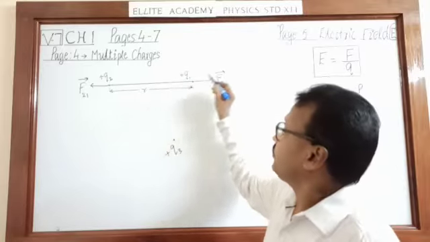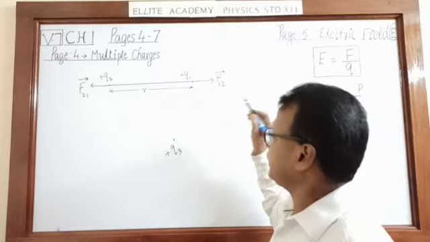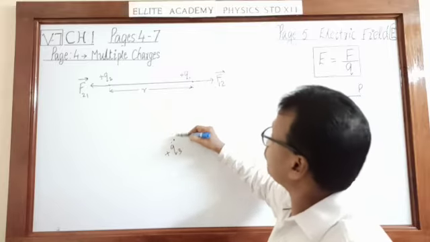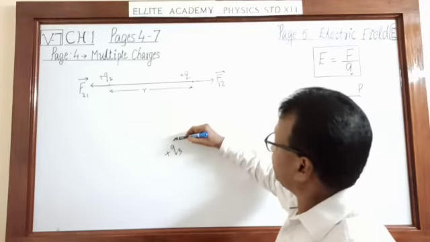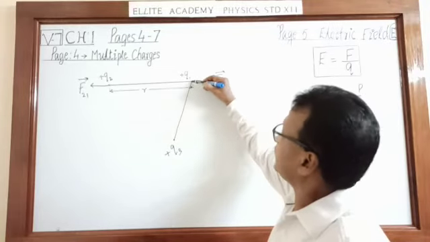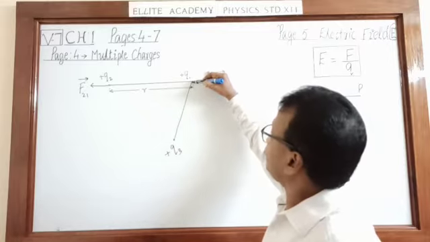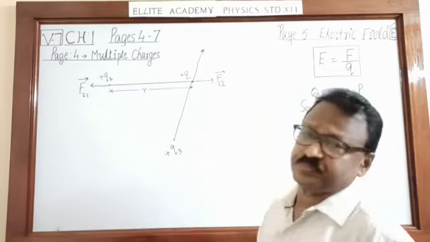There will be a force between Q1 and Q2, we have already seen. Similarly, the force between Q3 and Q1. If both are positive, as illustrated, let me join Q3 and Q1. Yes, the force will be repulsive. This will be a repulsive force.